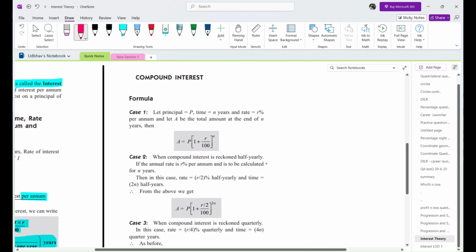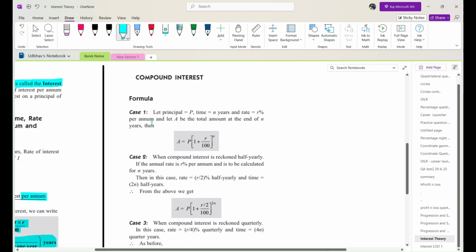So compound interest. We are going to see what compound interest is now. I've already told you how we calculate the compound interest. We calculate the interest on the updated sum every year. So there are some basic formulas for this.